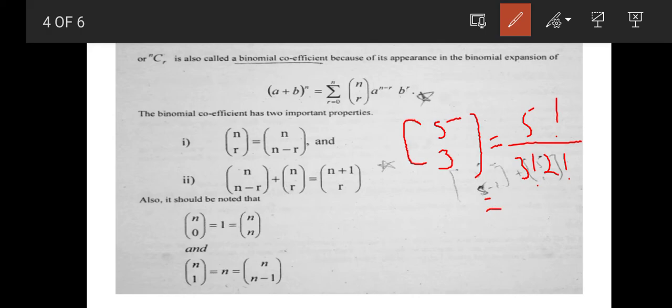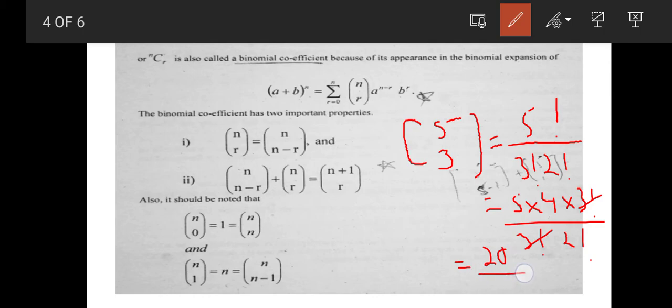This will be equal to 5 multiplied by 4 multiplied by 3 factorial, divided by 3 factorial multiplied by 2 factorial. 3 factorial will be cancelled by 3 factorial, and we have 5 fours are 20 divided by 2 factorial, which is equal to 2. 20 divided by 2 is equal to 10.